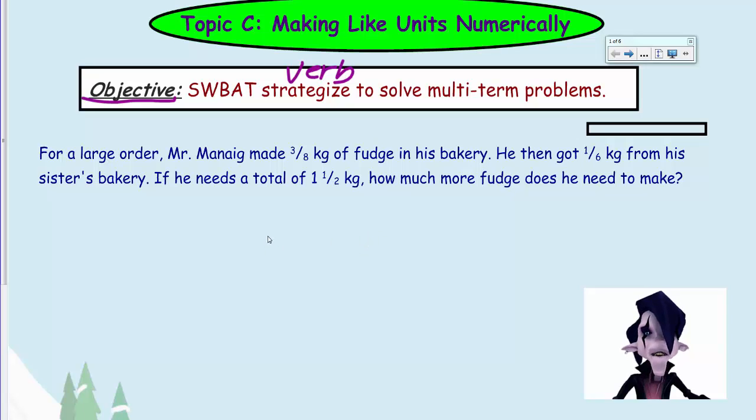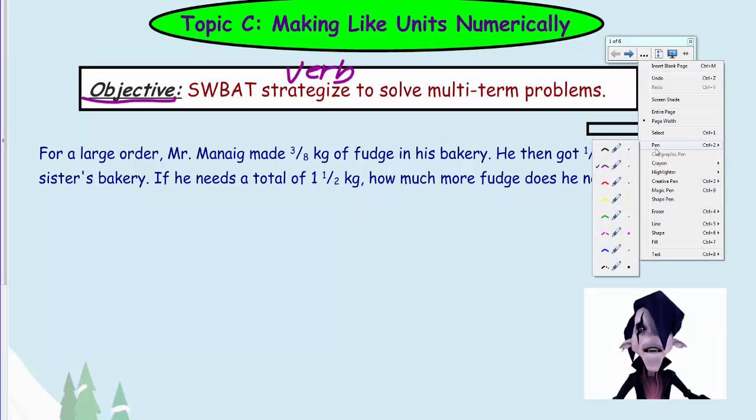First of all, it says for a large order, Mr. Menig made 3/8 of a kilogram of fudge in his bakery. Hey, I didn't know Mr. Menig had a bakery. Cool. He then got 1/6 kilogram from his sister's bakery. I guess he keeps it in the family. If he needs a total of 1.5 kilograms, how much more fudge does he need to make?